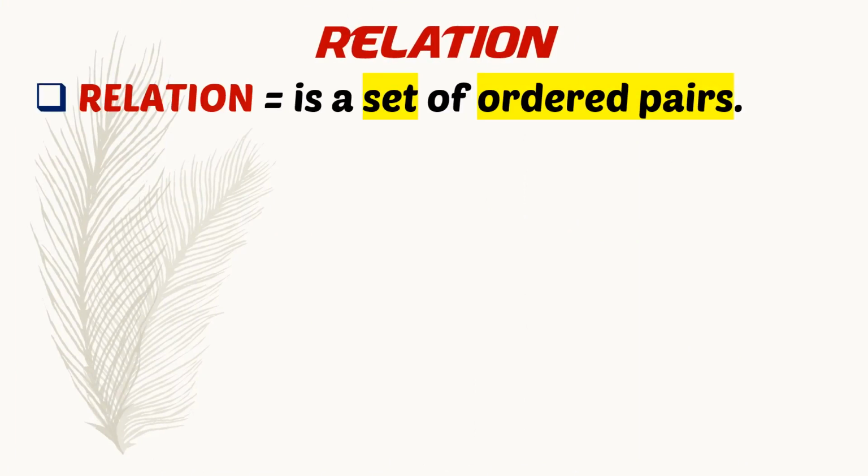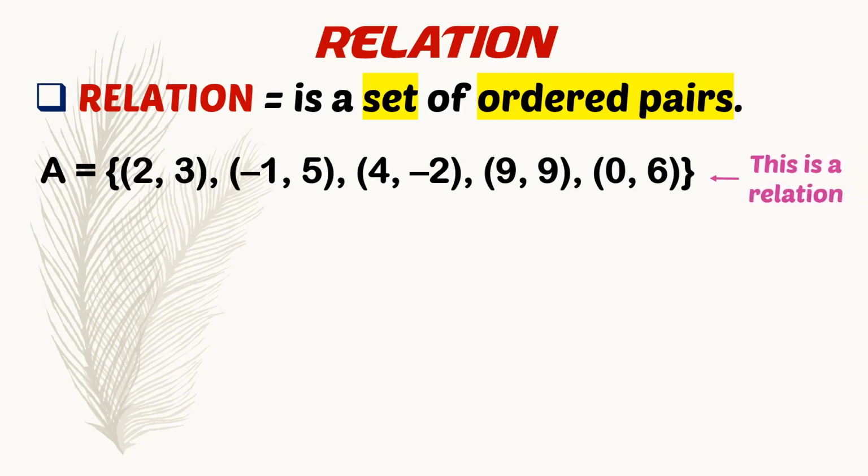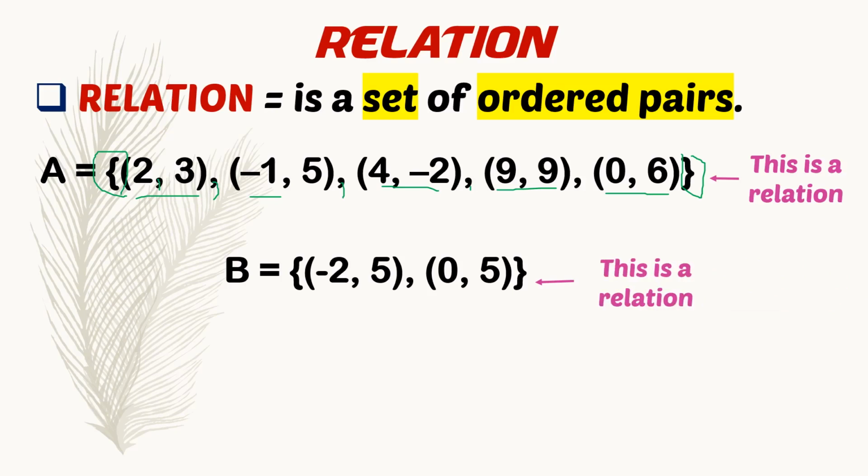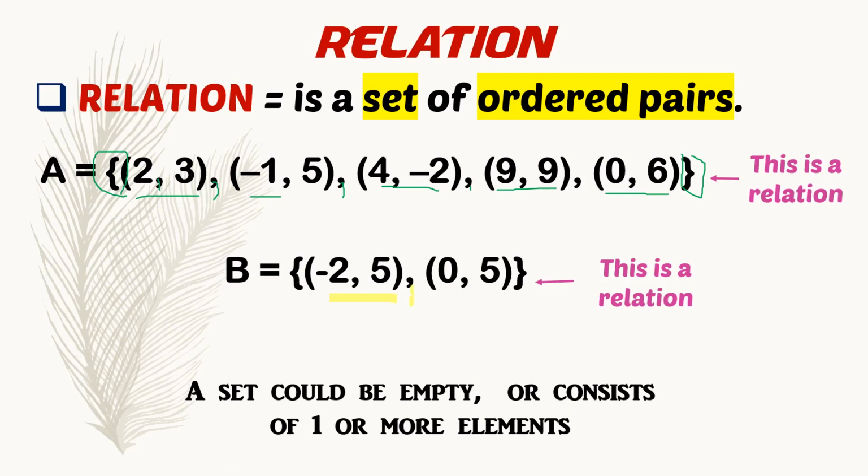Going back to the definition of relation, this one is an example of a relation. We have here 5 ordered pairs. Each ordered pair is separated by a comma and enclosed in a parenthesis. Those 5 ordered pairs are again separated by a comma and enclosed in a brace. This is how you represent a relation. You may use any capital letter in the alphabet. For instance, this one is set A. Let's have another example. We have set B. This time you only have 2 ordered pairs, separated by a comma, enclosed in a brace. A set could be empty or consist of one or more elements.